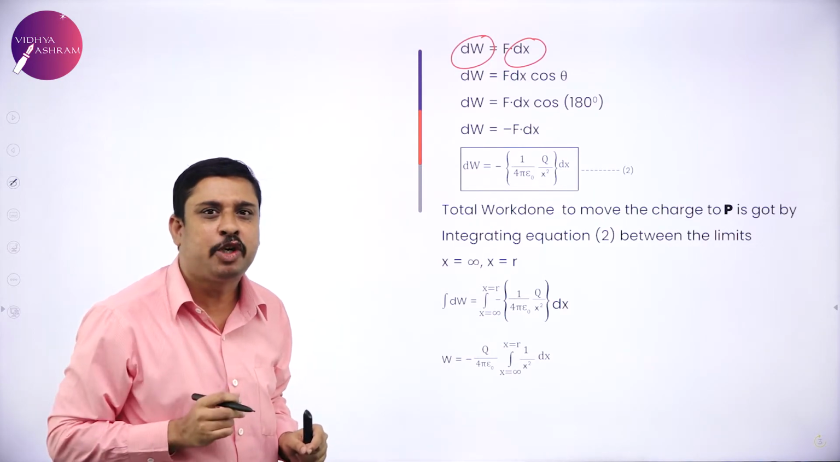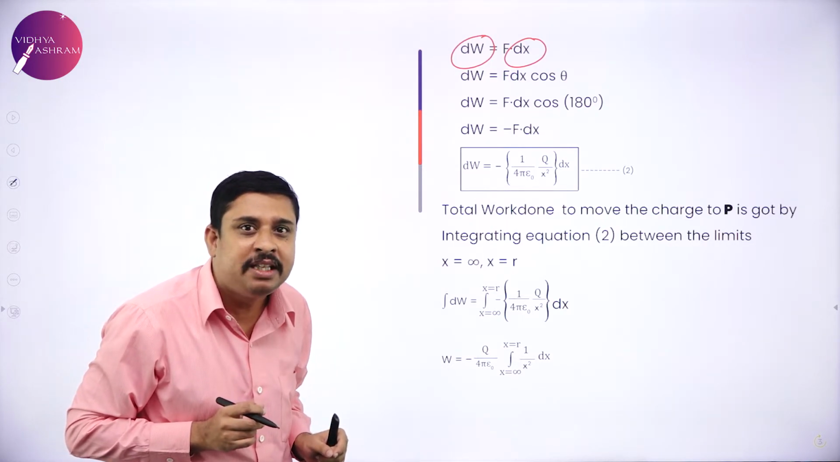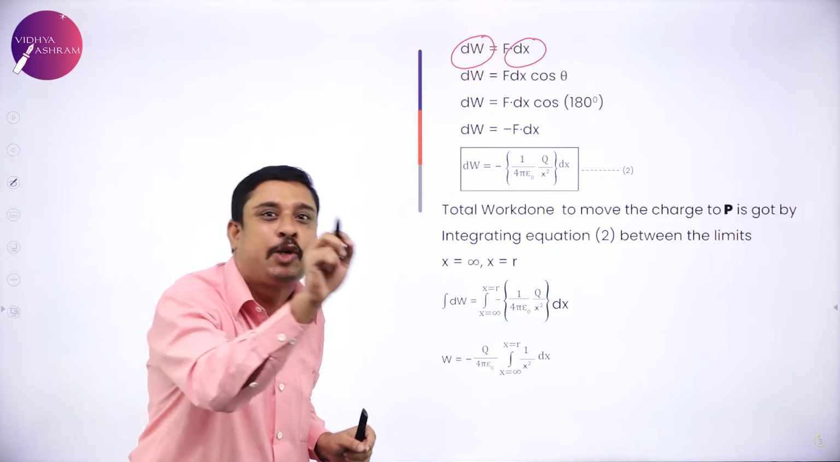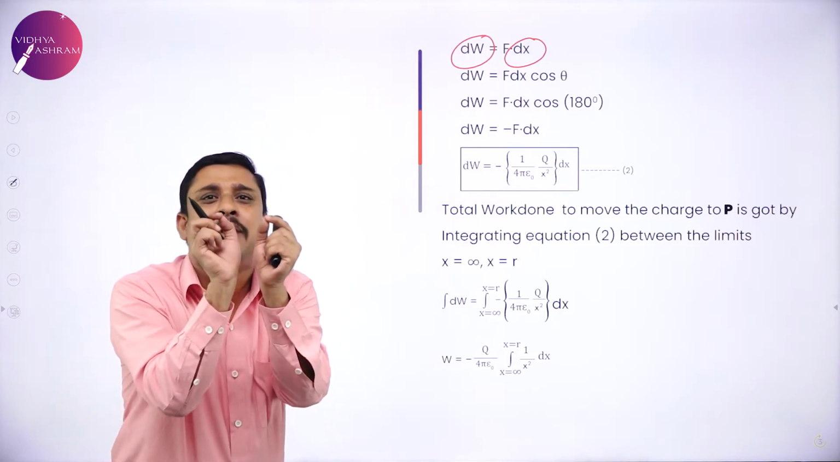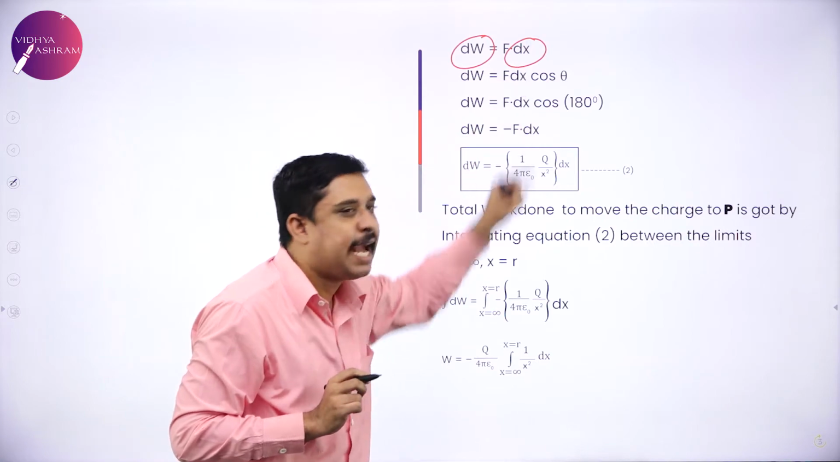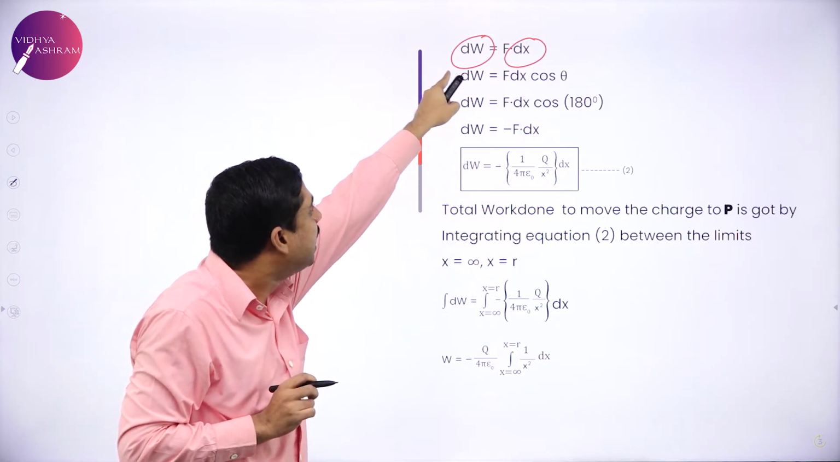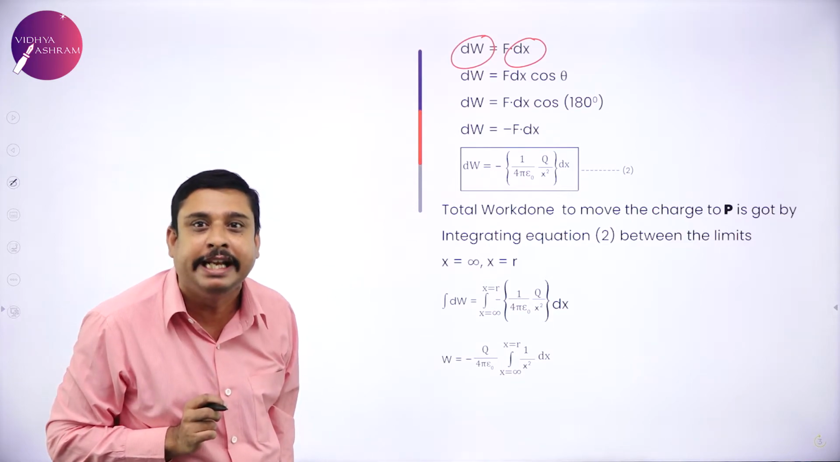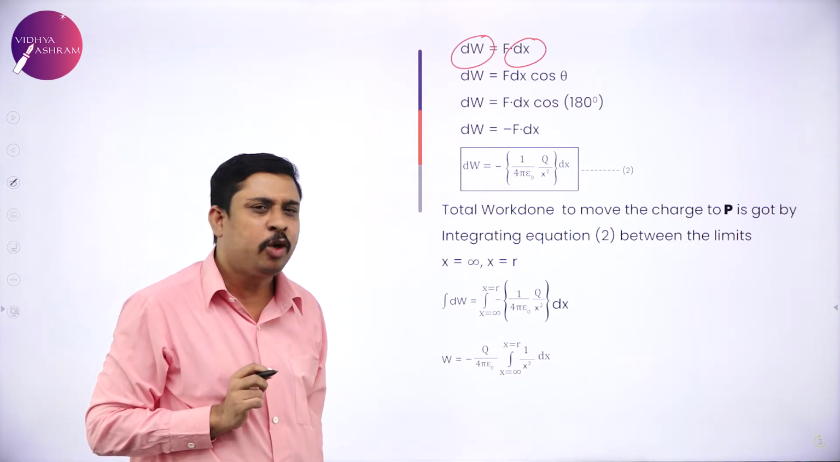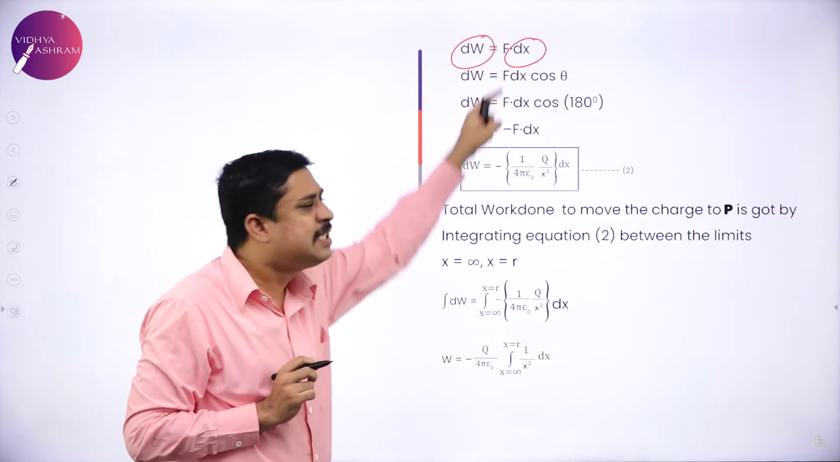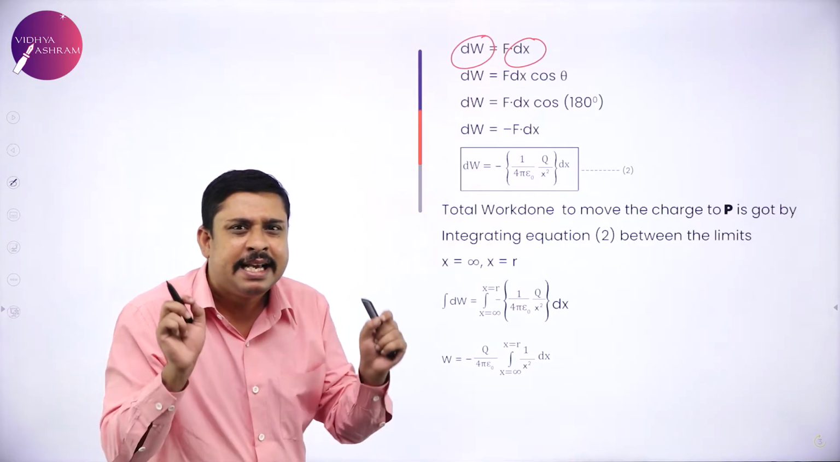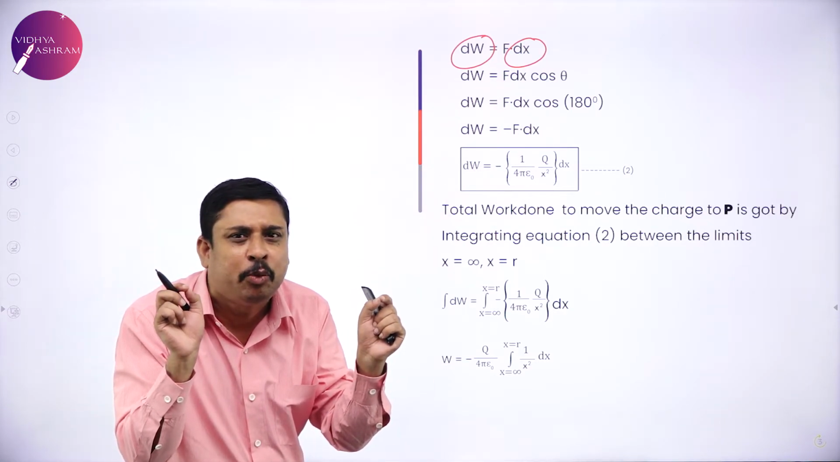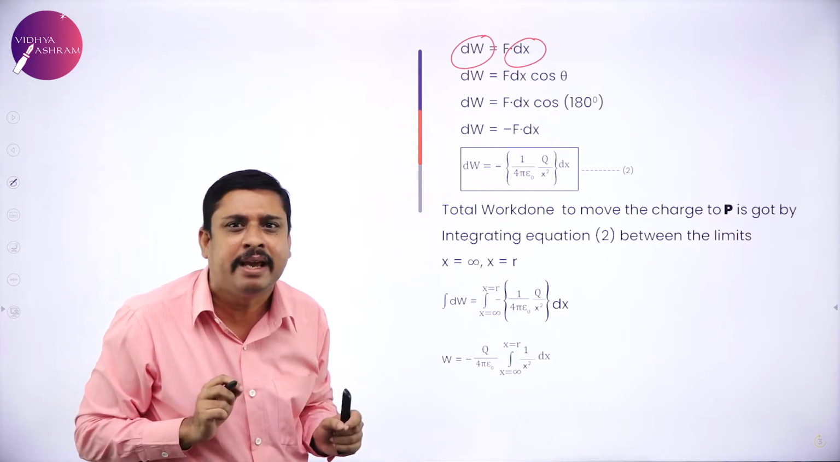My dear friends, I told you I am moving the charge from A to B. Displacement is very small, dx. Therefore, the work done is also small, dW. But my question is, this displacement is the separation between the points A and B.